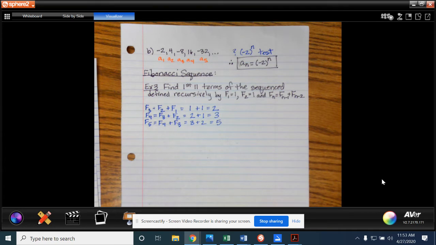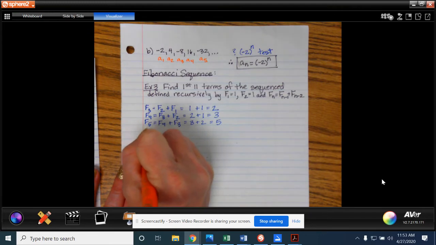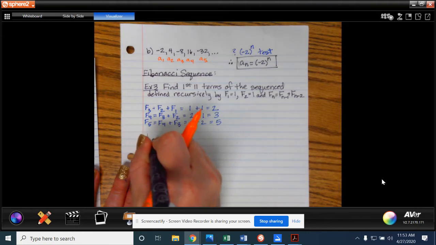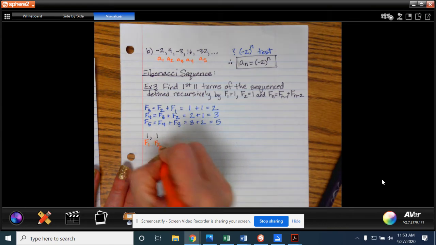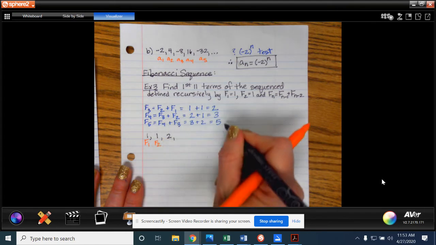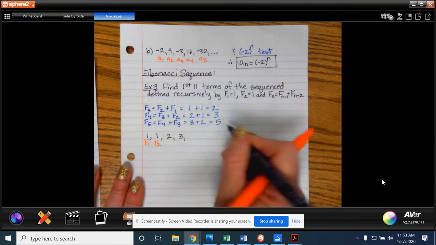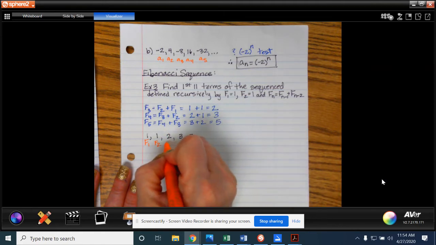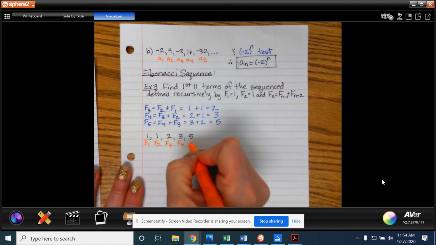So let's write that out. It says find the first 11 terms defined in the sequence. So the first term, the f of 1, is again 1. And then the next one is 1 as well, because that would have been my f of 2. And then my f of 3 is 2. My f of 4 is 3. F of 5 happens to be 5. So let's label those: f of 3, f of 4, f of 5.